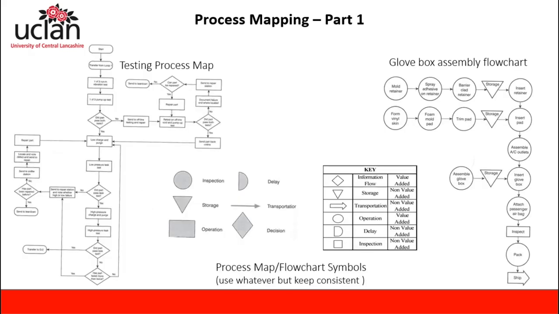So let's have a look at a few different process maps or process flowcharts. The one on the left is a testing process and primarily uses rectangles to represent operations and diamond shapes to represent decisions. Whereas the glove box assembly flowchart on the right mainly uses circles to represent operations and then uses upside down triangles to represent storage. So as you can see, there's different ways of representing these, but the important thing to remember is use whatever notation you like, but keep it consistent throughout your company.